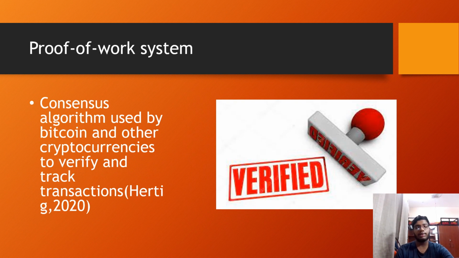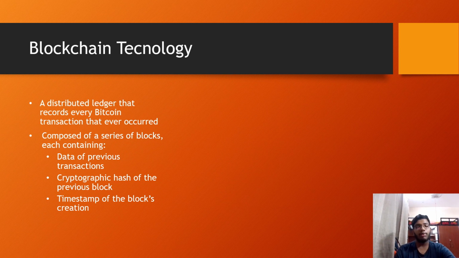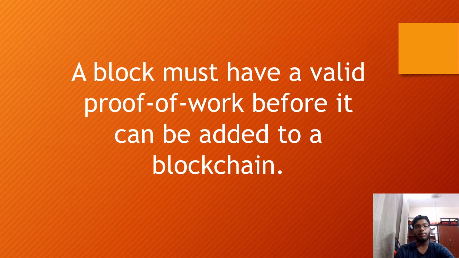Proof of work is a consensus algorithm that is used by Bitcoin and other cryptocurrencies to verify transactions. In order to explain how this is applied, I first need to introduce the concept of a blockchain. Bitcoin is built on what we call blockchain technology, which is a public ledger that contains the history of every Bitcoin transaction that ever occurred. It is composed of a series of blocks, each containing the following: data about previous transactions, the cryptographic hash of the block that it extends, or the hash of the previous block, and the timestamp showing the time of the block's creation. So, how is the blockchain related to the proof of work?